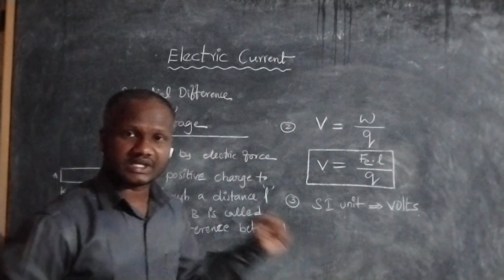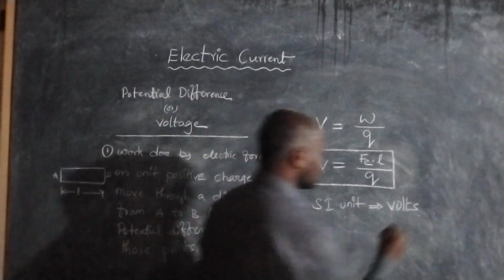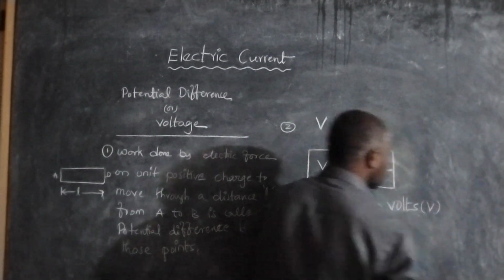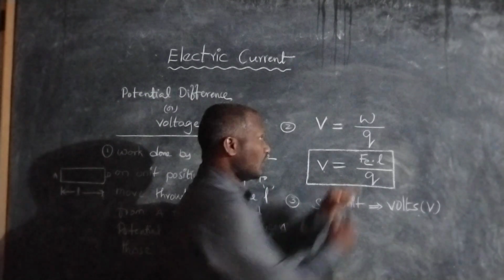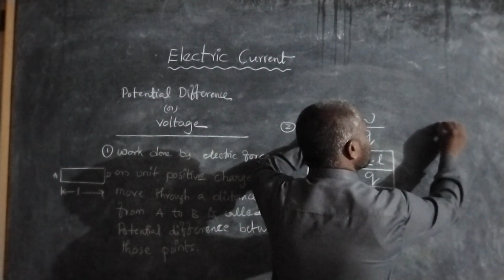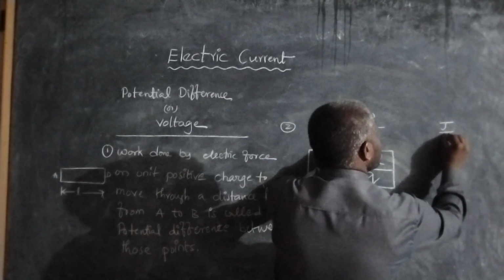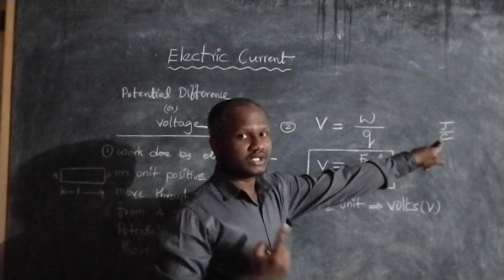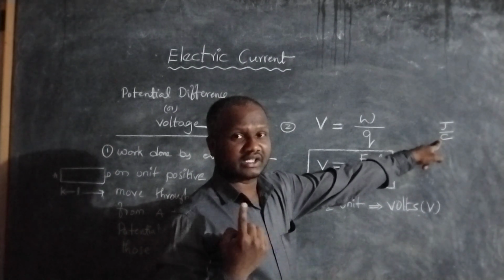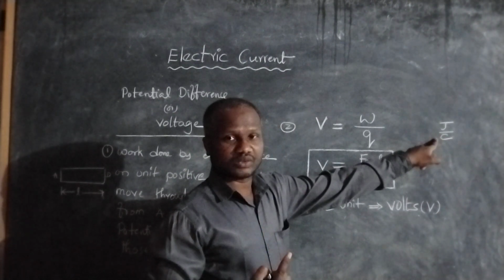Volts is the SI unit of potential difference. That volts is also designated with symbol V. How did we get this symbol, unit volts? Work unit is joules, charge unit is coulombs. Already in electric current also we discussed charge unit is coulombs.